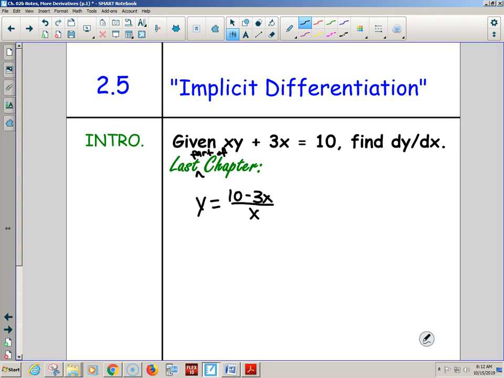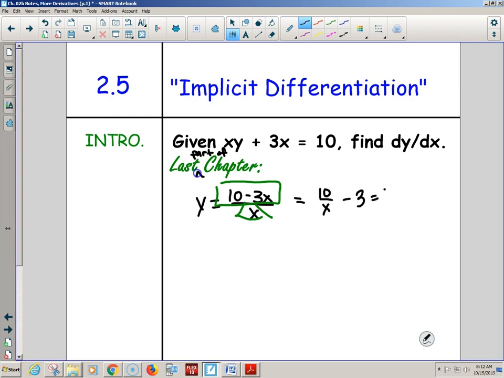Then what did you guys do? Why was I hearing quotient rule being thrown around? Because it would be an easy way. Was there another way of doing it? Yes. What would have been the other way? Split the fraction. What would it become? 10 over x minus 3 over x. Yeah. The x's were just reduced.